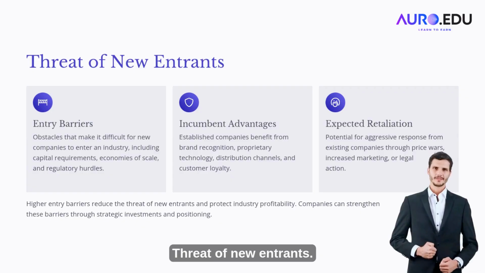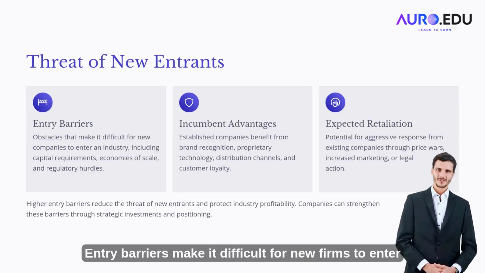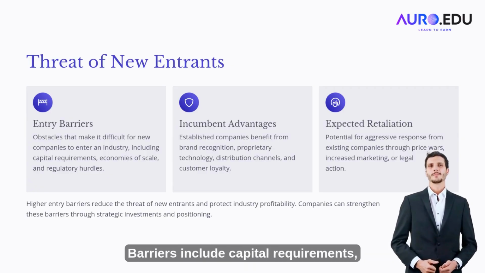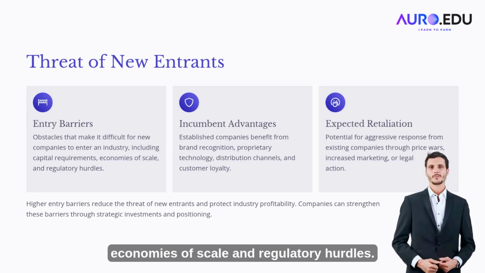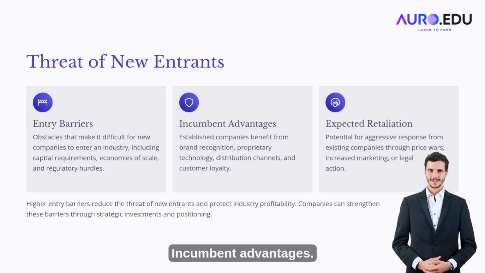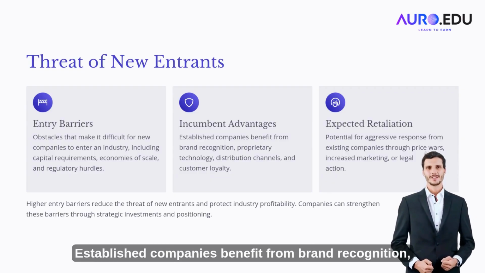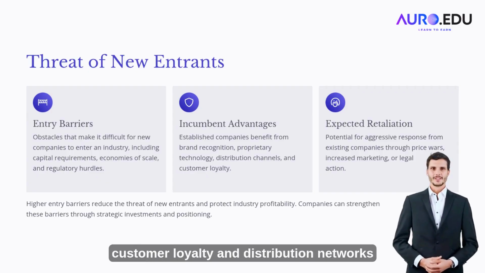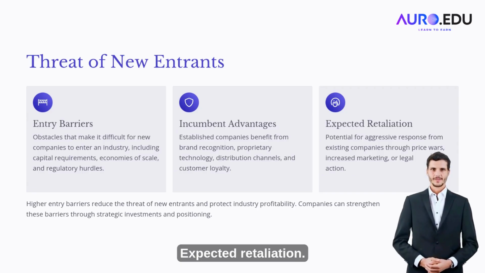Threat of new entrants. Entry barriers. High entry barriers make it difficult for new firms to enter an industry. Barriers include capital requirements, economies of scale, and regulatory hurdles. Incumbent advantages. Established companies benefit from brand recognition, proprietary technology, customer loyalty, and distribution networks, which make it difficult for new entrants to compete. Expected retaliation.